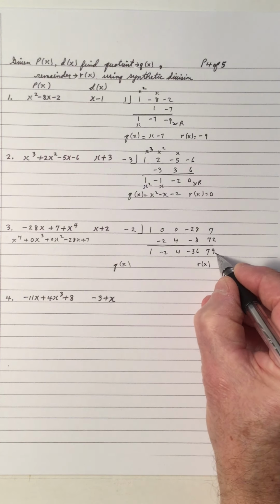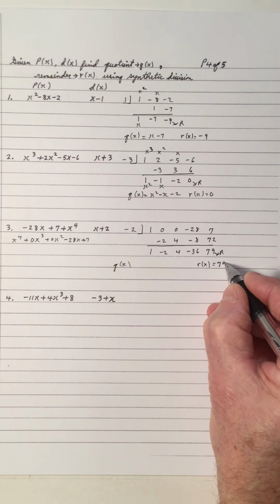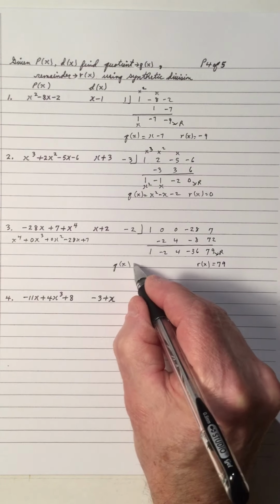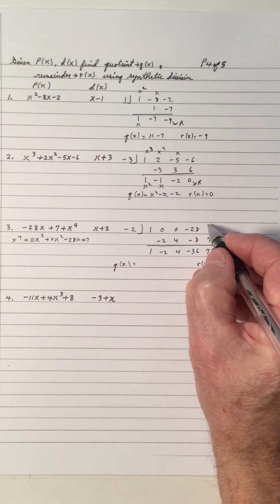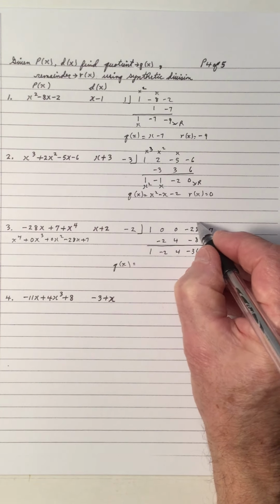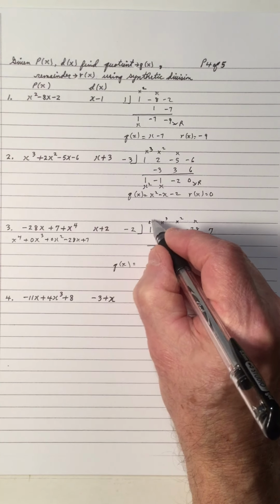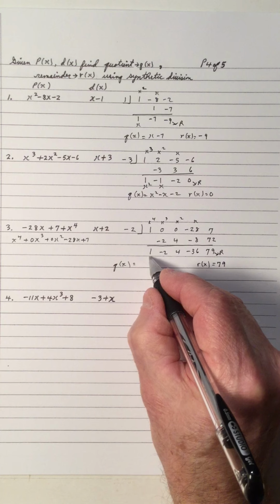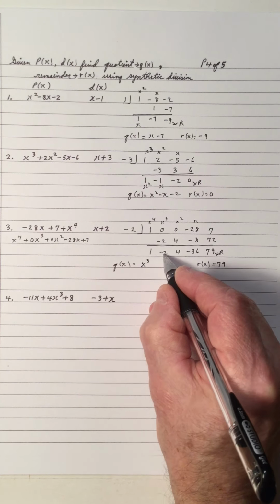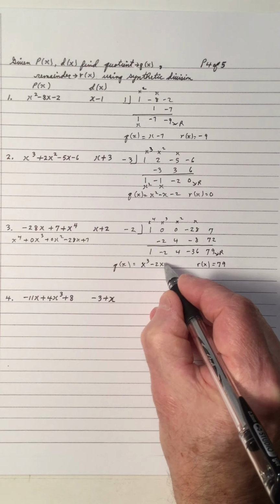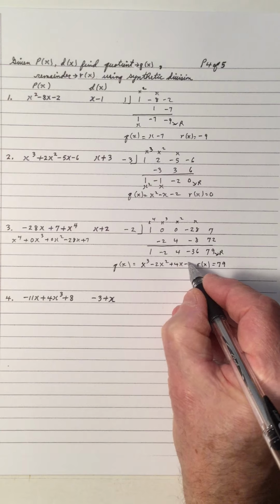Your remainder is right here. Remainder is 79, and notice this is x to the 4th, so think about it, that's your constant, that's your x squared, that's your x cubed, that's your x to the 4. So this must be x cubed. This is x squared. This is x. And that's your constant.